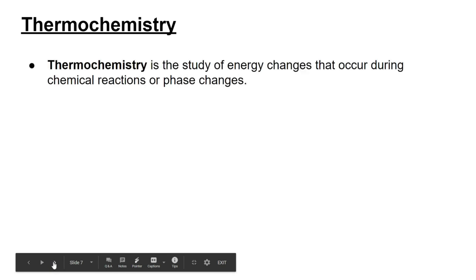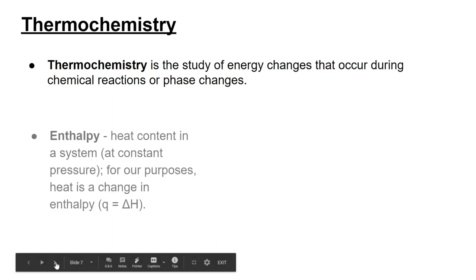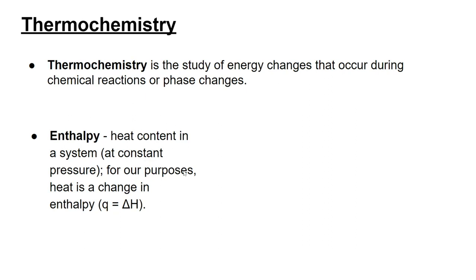So what is thermochemistry? Thermochemistry is the study of energy changes that occur during chemical reactions or phase changes. And that's what we're going to concentrate on today. Enthalpy, on the other hand, is the heat content in a system at constant pressure, because it changes with the pressure. And for our purposes, heat is a change in enthalpy. So Q is equal to delta H.